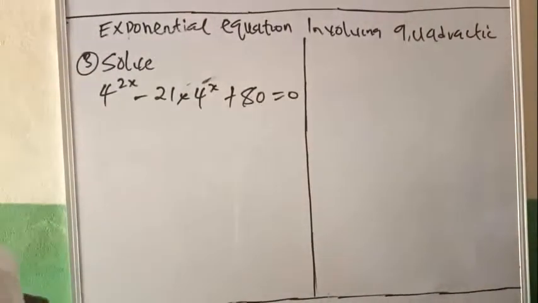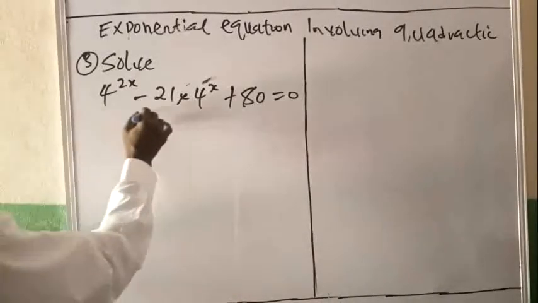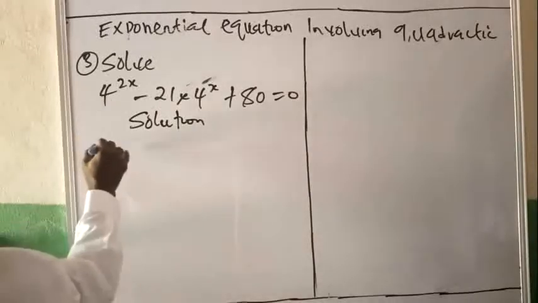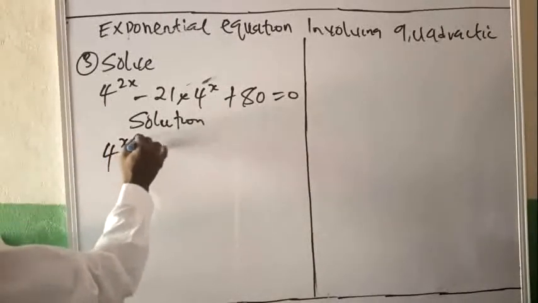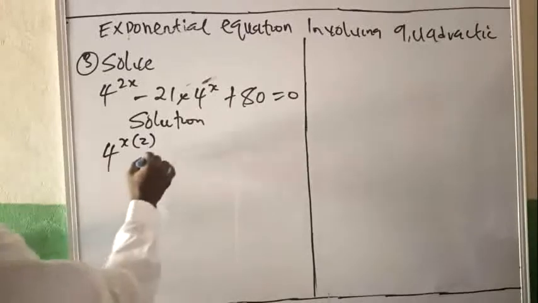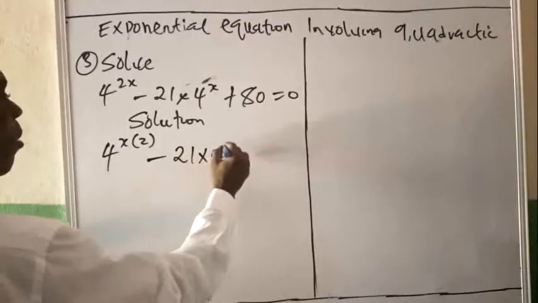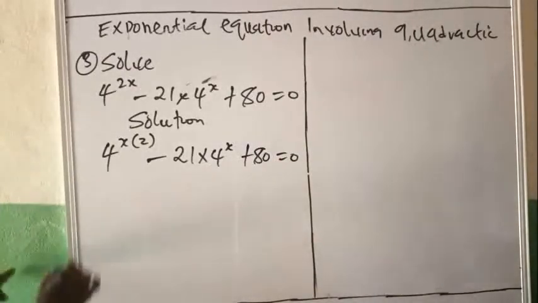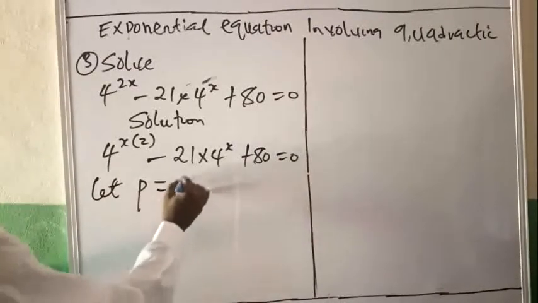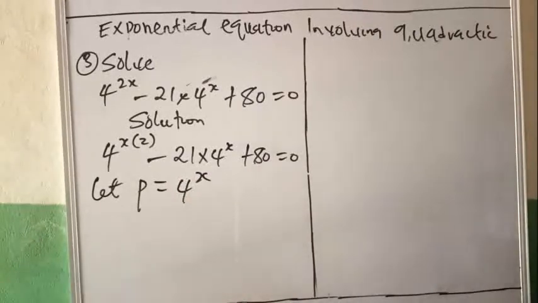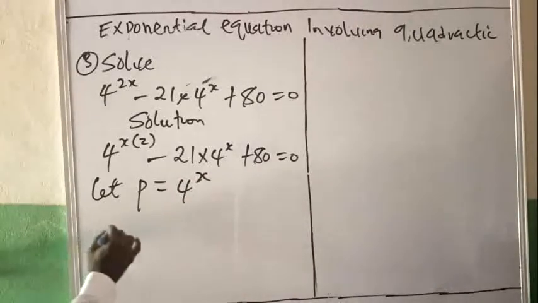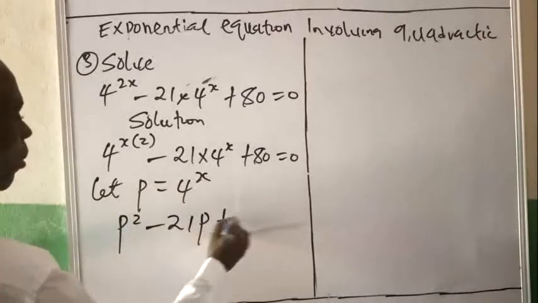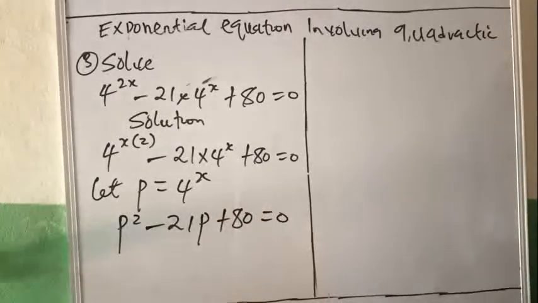We have 4 raised to the power of 2x, which is the same thing as 4 raised to the power of x, bracket 2. You know that. Minus 21 times 4 raised to the power of x plus 80 is equal to 0. Let P be equal to 4 raised to the power of x. Then we have P squared minus 21P plus 80 equal to 0.